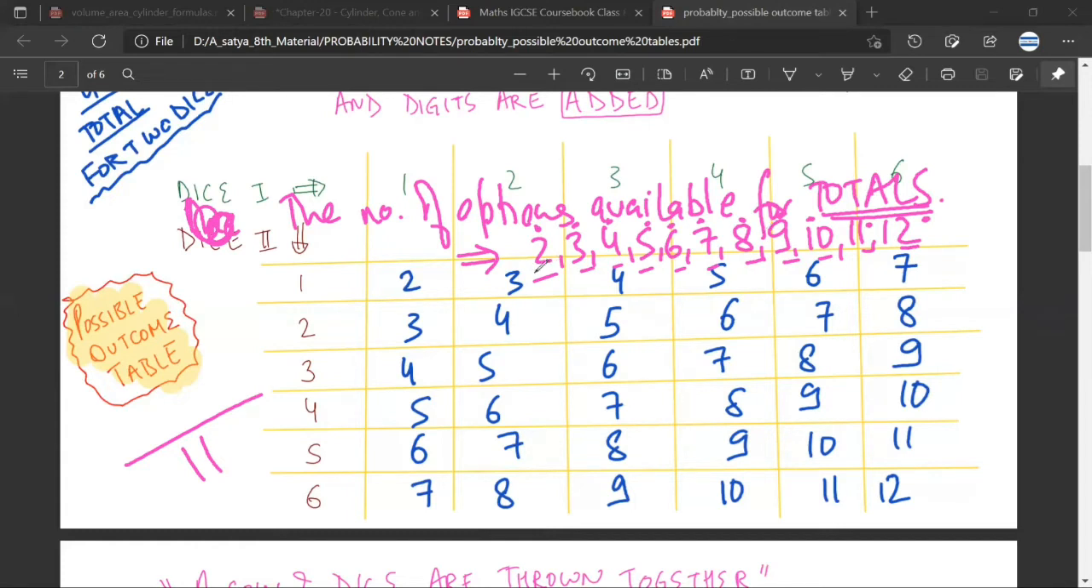And if the question says how many we want a total of 3, then the number of options where a total of 3 is available is 2. So the probability would be 2 by 11. Any doubt? No doubt. So, you know, this is what is being asked in your question.